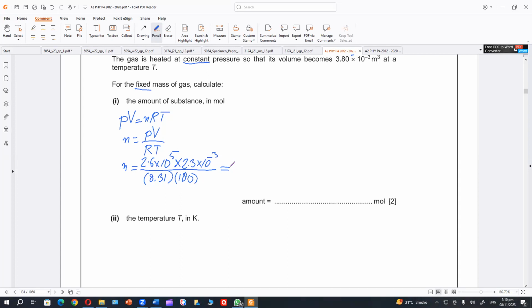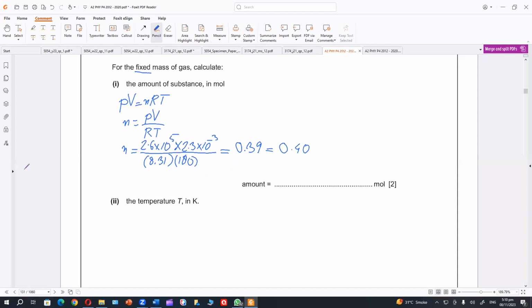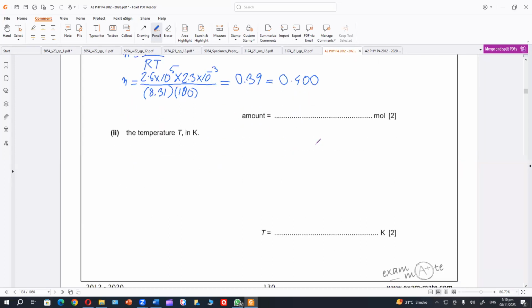It's 0.39. So 0.4 can be right? We can make it 0.40. How many sig figs has he given us? He has given us 3.8, so he's using 3 sig figs. So 0.400. The temperature in Kelvin.